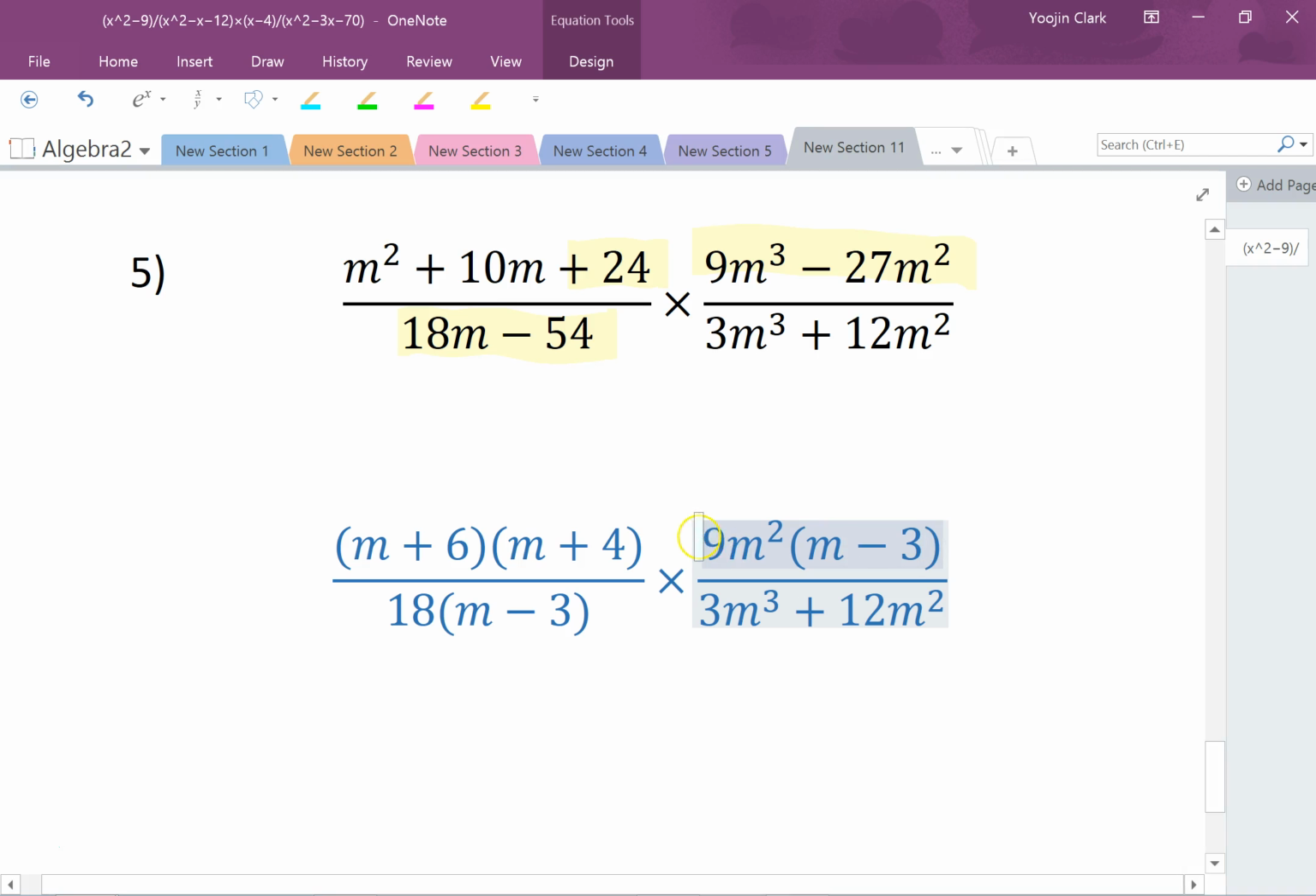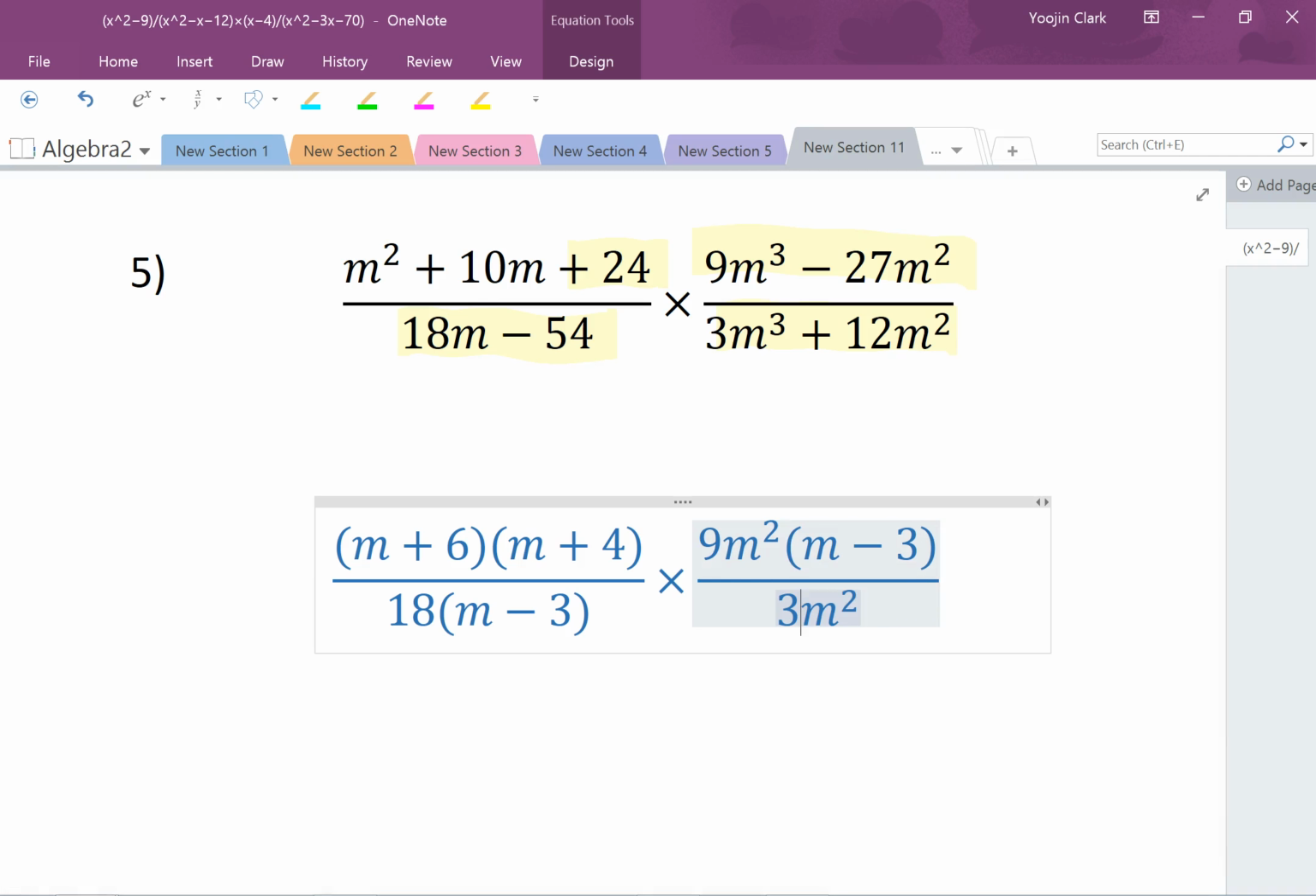Double check here to see what do I have. 9m cubed. 3 times 9 is 27. That looks pretty good. How about this one? I can take out a 3. Take out a 3 and an m squared. What do I have left? Well, I have another m, and then I have a plus 4. Right? Double check. That's 3m cubed plus 12. That looks good.